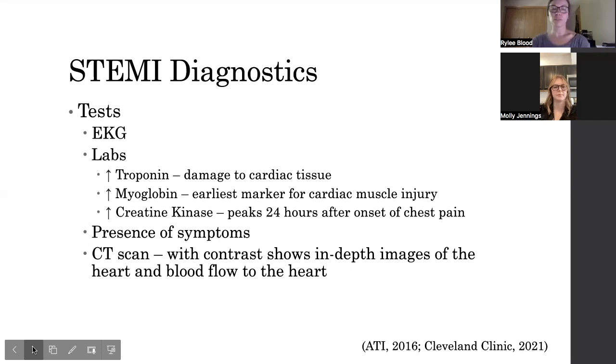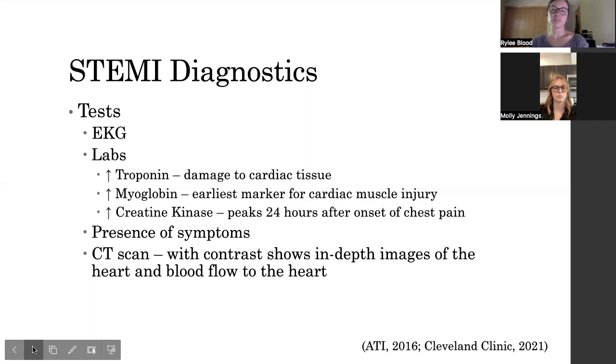Lab work is going to be completed. The most important one in an acute situation for a STEMI is the troponin. The troponin shows that there is already damage and ischemia to the cardiac tissues. The other two listed here, myoglobin and the creatinine kinase, are two that essentially are for post cardiac treatment, and they just show how much the heart was damaged and unable to be revived essentially after treatment of the STEMI.